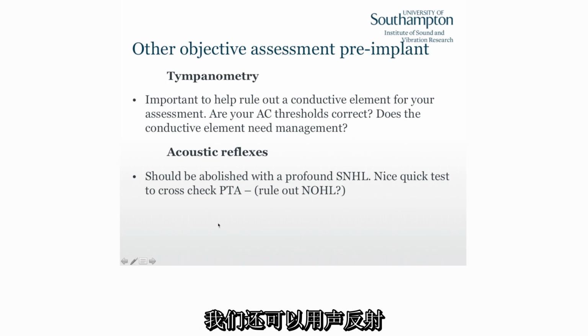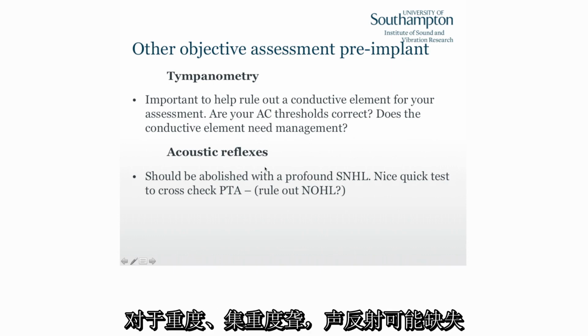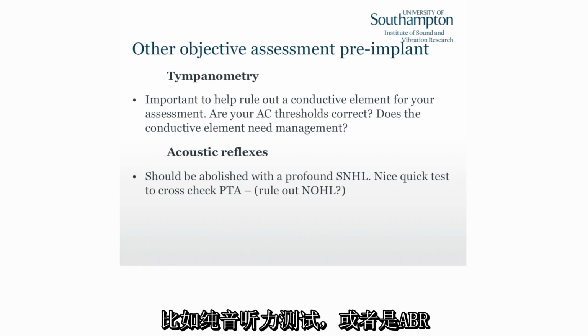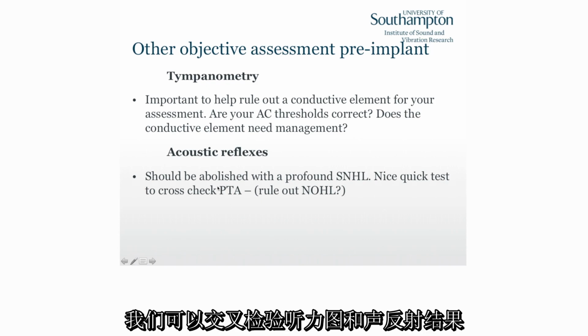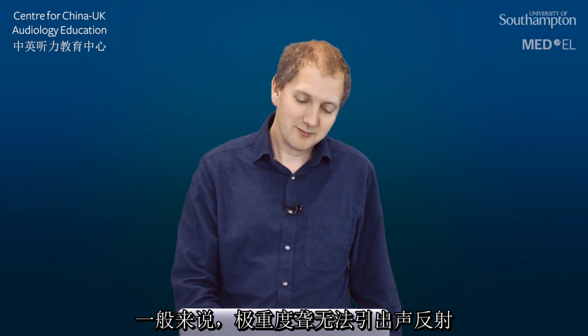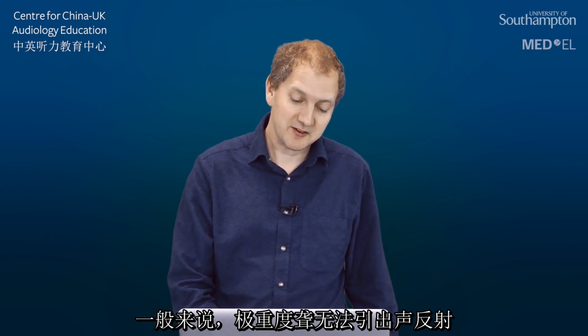We can also use acoustic reflexes. So with a severe profound hearing loss, we'd expect this to be abolished, and we can use this to cross-check what we get with our audiometry. So when I say that, it could be pure tone audiometry, but it could also be ABR results. So we can cross-check our level of acoustic reflexes with the audiogram we get. So generally for a profound loss, we wouldn't expect to get any acoustic reflexes.